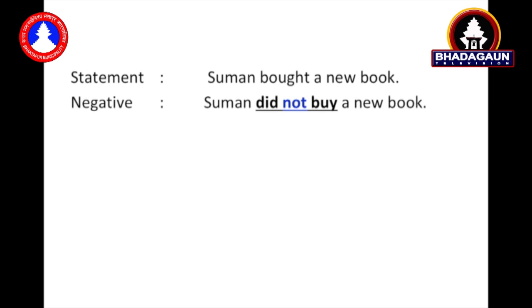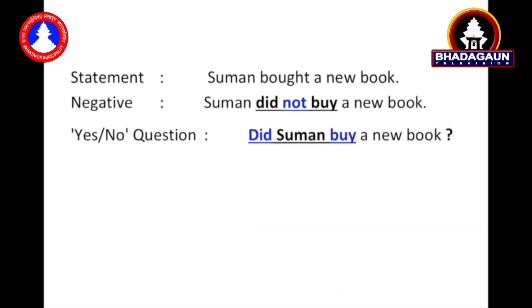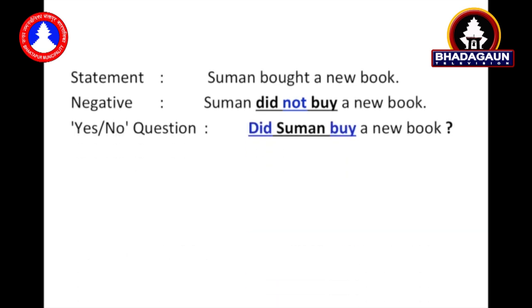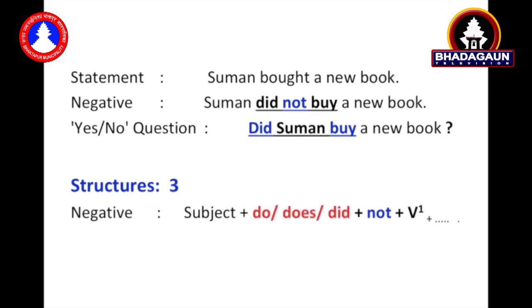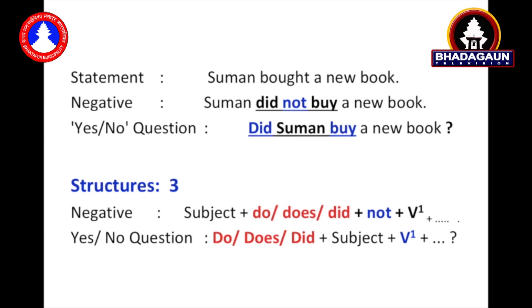Okay, its yes/no question is, did Suman buy a new book? Now the auxiliary verb did is placed before Suman, and bought is changed into buy, the V1 form. From these examples we can extract another sentence structure. Structure 3 is subject plus do, does, did plus not plus V1 for the negative, and its yes/no question is do, does, did plus subject plus V1.